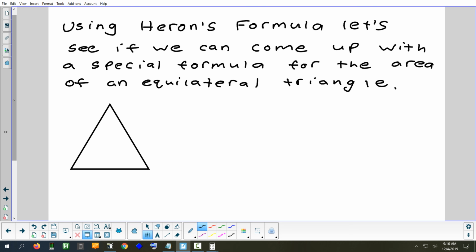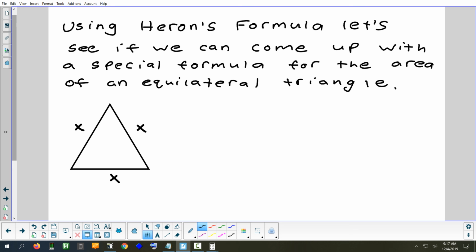So if it's equilateral, we know all the angles are the same. What else is the same? The sides. All the sides. So I'm just going to call it x, x, and x. Okay, I don't know what the sides are. But whatever they are, they're all the same. Pick a letter and use that letter 3 times.